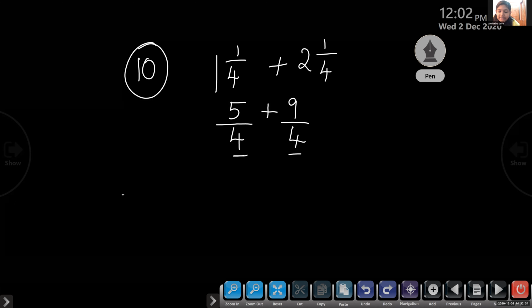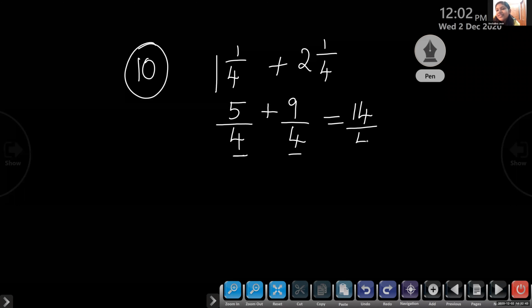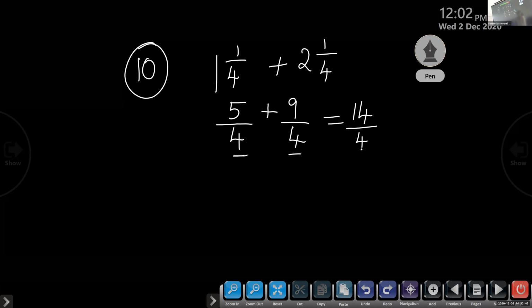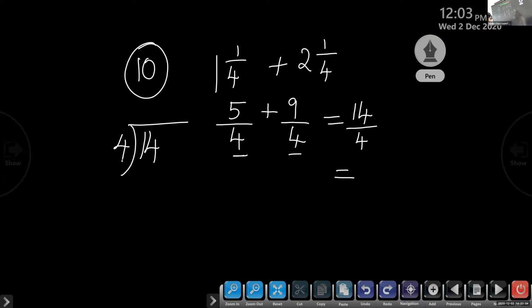It is 10, 11, 12, 13, 14. 9 plus 5 is 14, divided by 4. So children, this much it's clear. Ma'am, we should write only 14 by 4 in the answer. No, we are going to do now divide and we are going to write in the mixed fraction. 14 divided by 4. Children, it is given in the mixed fraction, so we have to do the final answer into again mixed fraction.